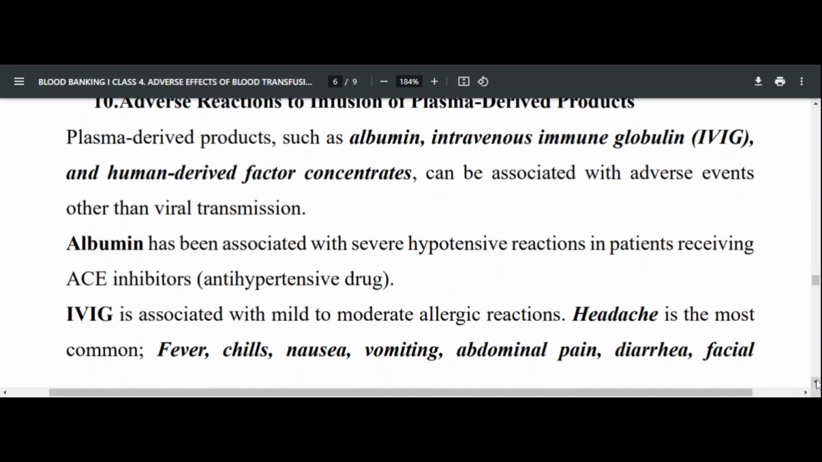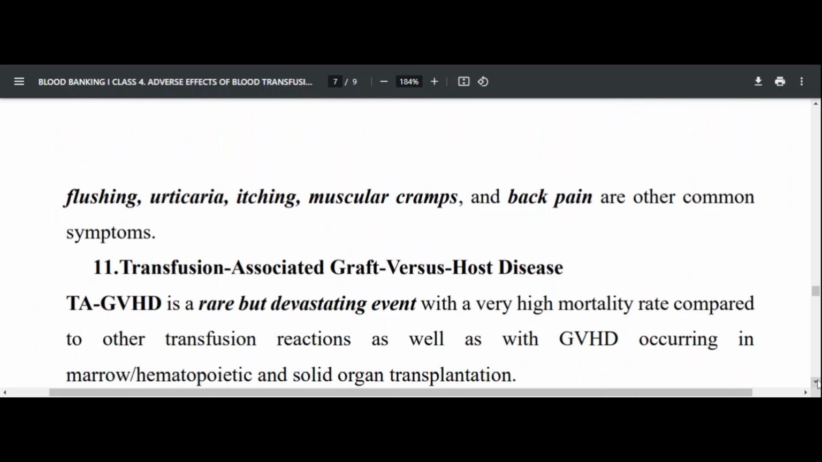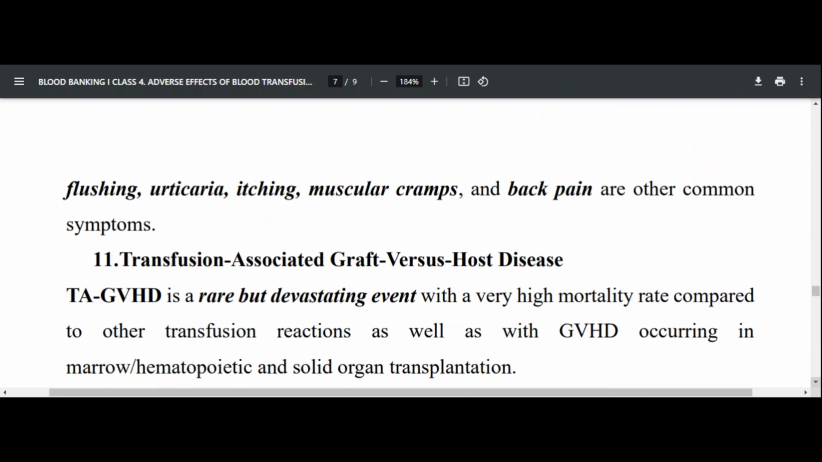For example, with albumin, the patient can experience severe hypotensive reaction. With immunoglobulin, the patient can also experience problems like headache, fever, chills, nausea, vomiting, and abdominal pain, as well as diarrhea. If someone is receiving intravenous immunoglobulin, that's also a plasma derivative. Also some of them have flushing, urticaria, and so on. So albumin and immunoglobulin can also carry some adverse reaction symptoms.